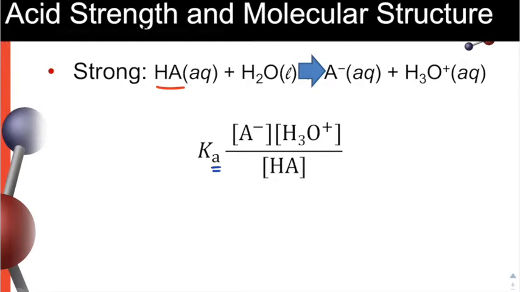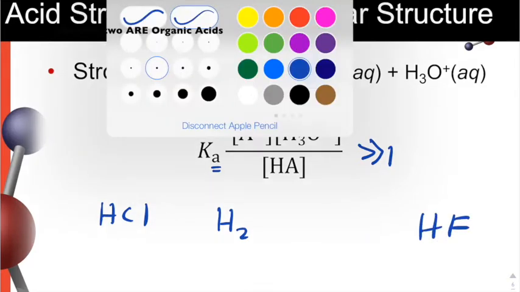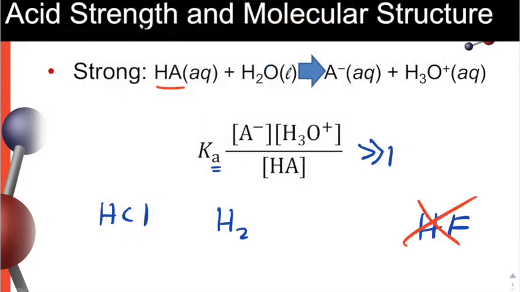Now, what we mean by a strong acid is that this is greater than 1. In fact, I would argue that it's much greater than 1 for a strong acid. Common strong acids are things like hydrochloric acid, hydrobromic acid, hydroiodic acid. You can list your halogens there. Also, I'm sorry, you cannot list HF. HF is not a strong acid, and we'll come to why that is later.